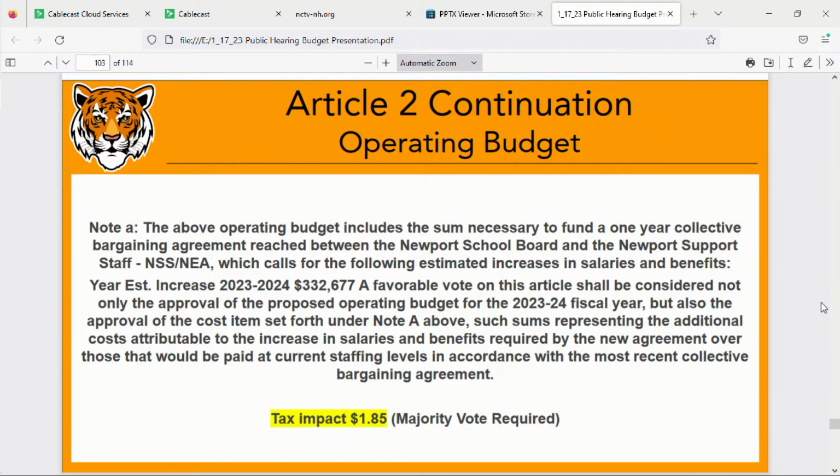$332,677. A favorable vote on this article shall be considered not only the approval of the proposed operating budget for the 2023-24 fiscal year, but also the approval of the cost items set forth under Note A above. Such sums represent the additional cost attributable to the increase in salaries and benefits required by the new agreement over those that would be paid at current staffing levels in accordance with the most recent collective bargaining agreement. The tax impact is $1.85. So I just wanted to spend some time, because we have not spent a significant time talking about that collective bargaining agreement.